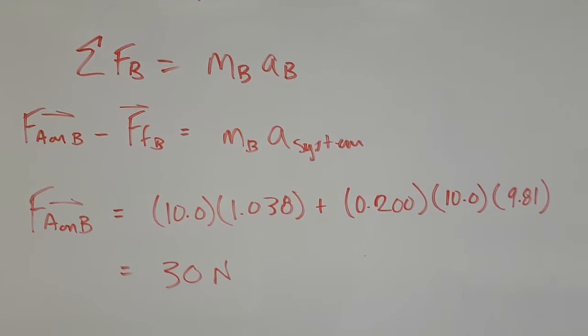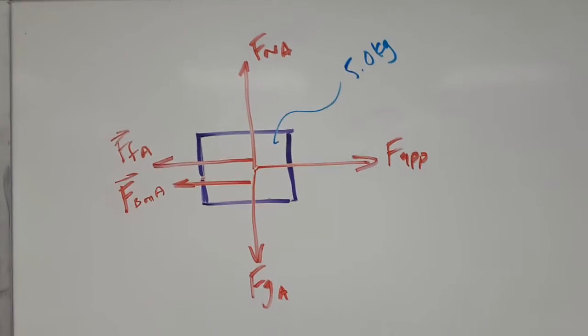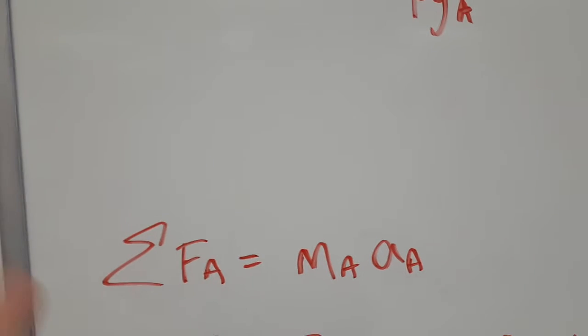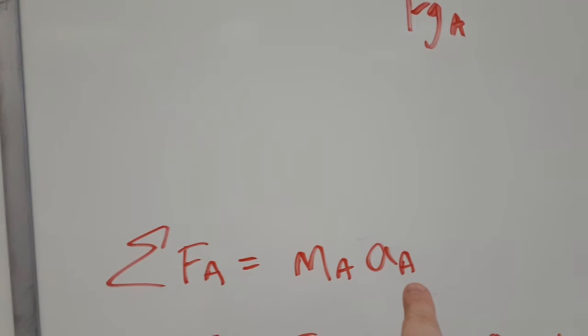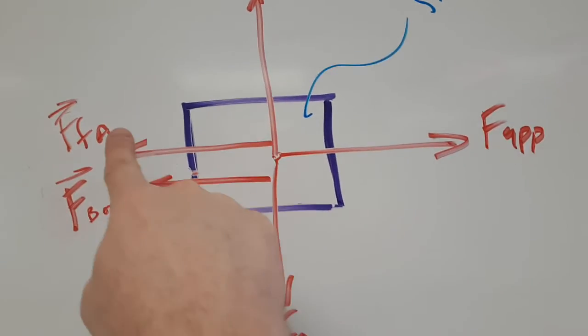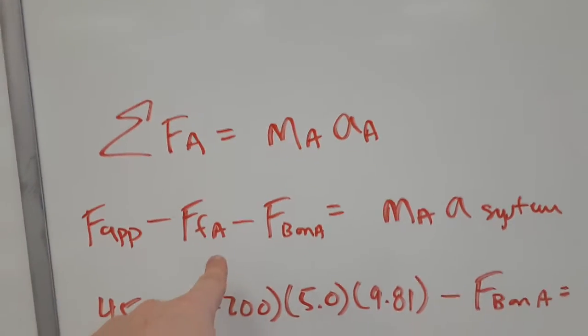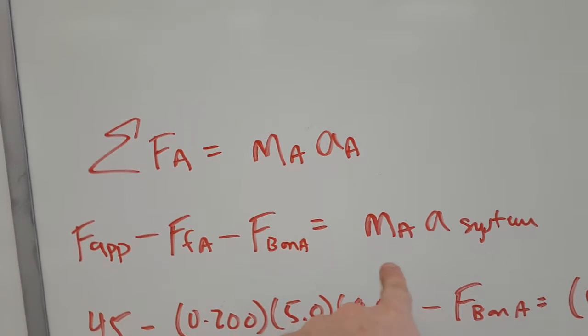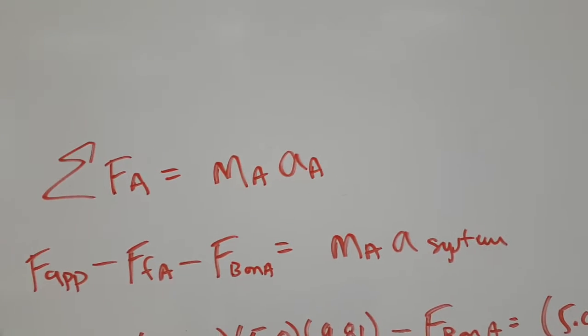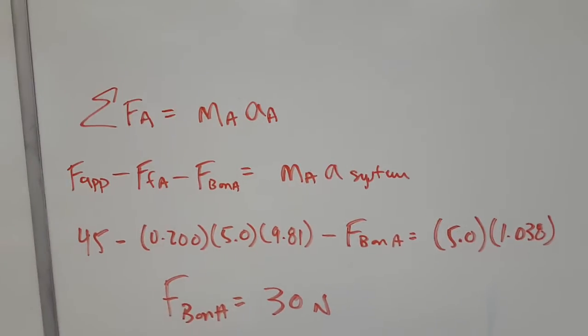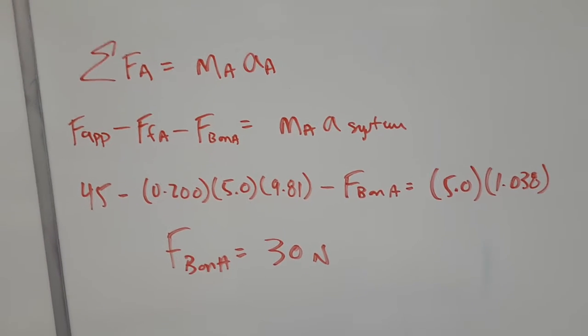Now, had we chosen the other box, so instead of using this box and following it through, we could do the same thing here. So let's do this, but now when we make our Newton's second law equation, we're going to say that the total forces on A is equal to the mass of A times the acceleration of A. And now when we look at the total forces on A, we see that in fact there are three. This one, and this one. So let's put that in. Applied force to the right, take away the friction, take away the force of B on A is equal to mass A times the acceleration of the system. And once again, we substitute in our numbers, 45, take away this. We isolate for FB on A, and we end up with 30 newtons, okay?